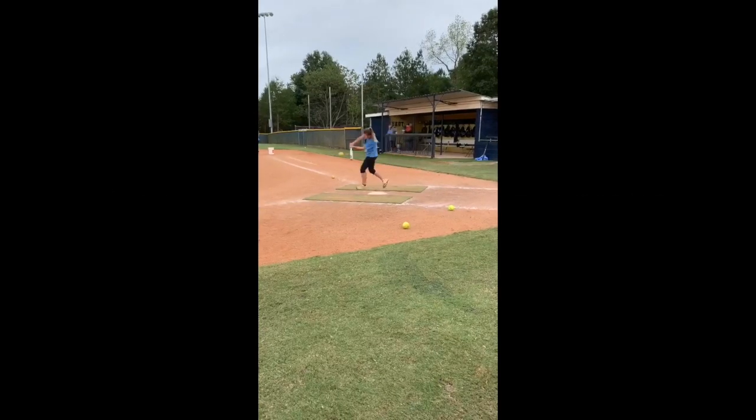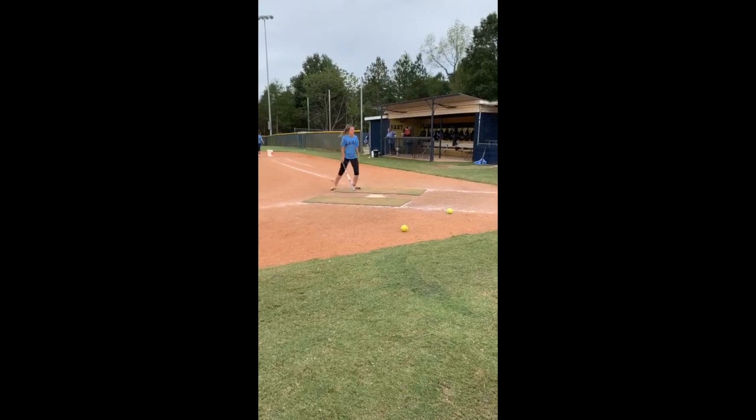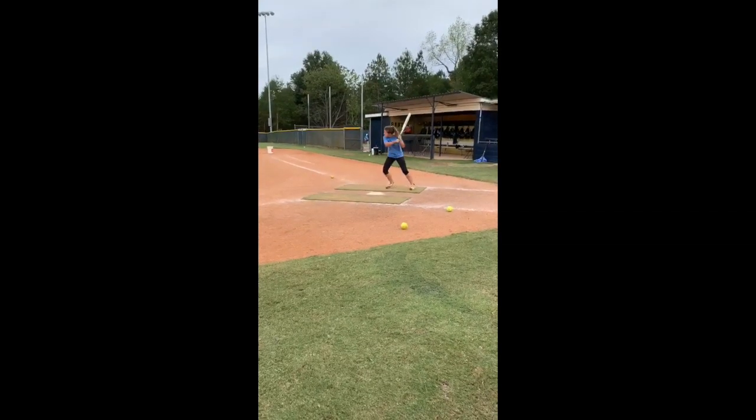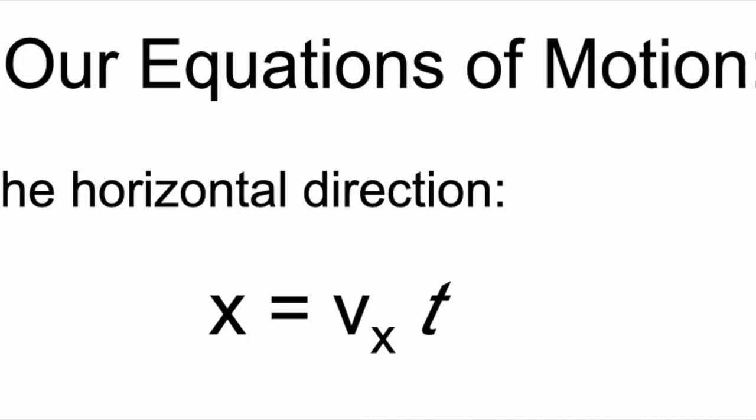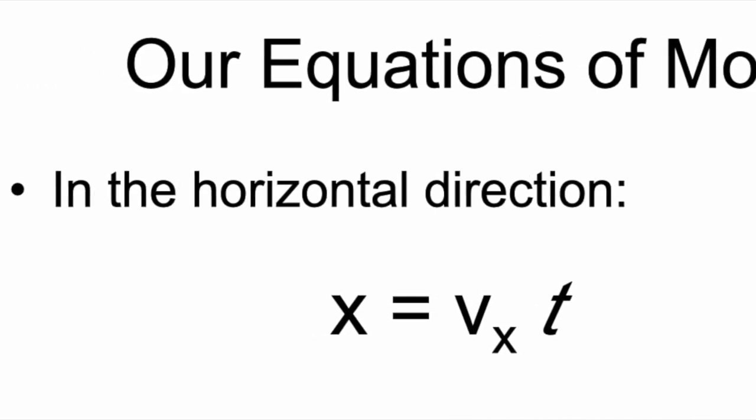Horizontal components are not affected by vertical components. In the absence of air resistance, when Faith hits the ball, it continues at a constant speed until gravity pulls it down and it hits the ground and rolls to a stop. A way to find the horizontal component of a ball is by using the formula x equals vx times t.